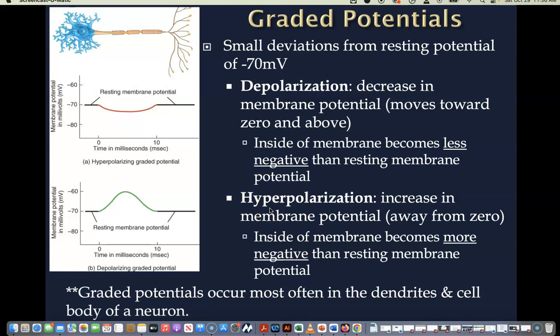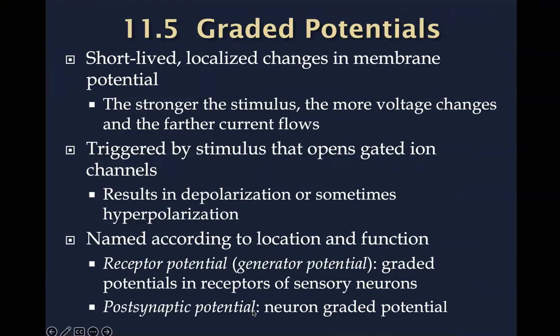Hyperpolarization and depolarization can occur at different varying levels. That's what we mean by graded. It's going to occur in the dendrites and the cell body. Okay, if that makes sense. This might make a little more sense as we continue on here.